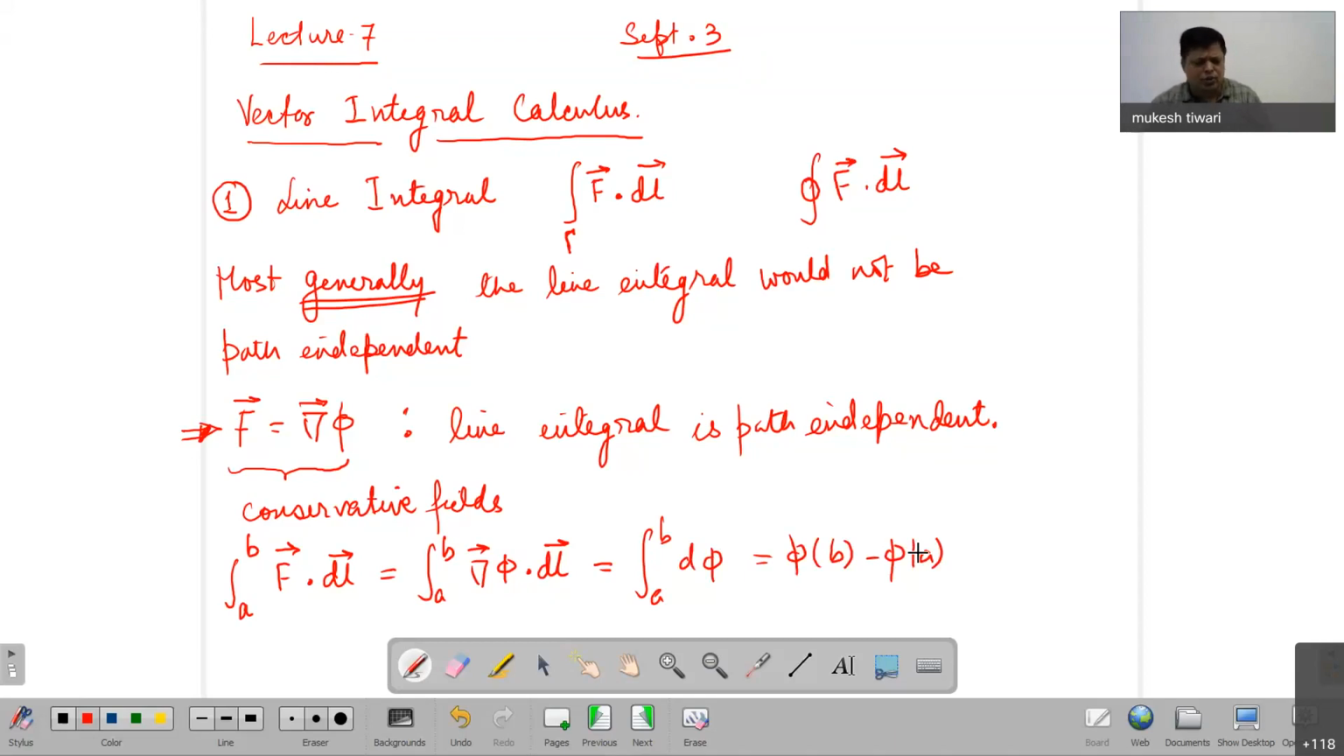I also showed you how to parameterize it and how to go ahead and do these line integrals. I also talked about the notion of work done, and how when you are trying to calculate work done, you end up working through these line integrals. All these I discussed in the last class.